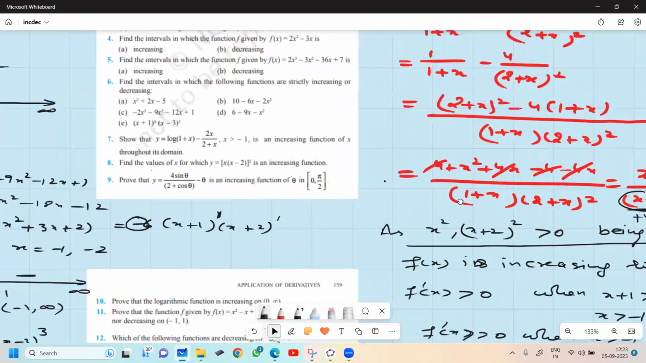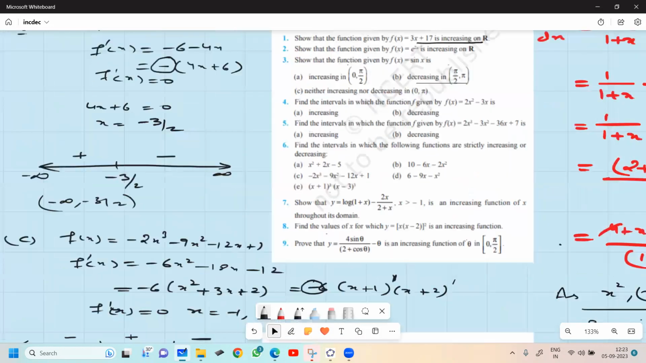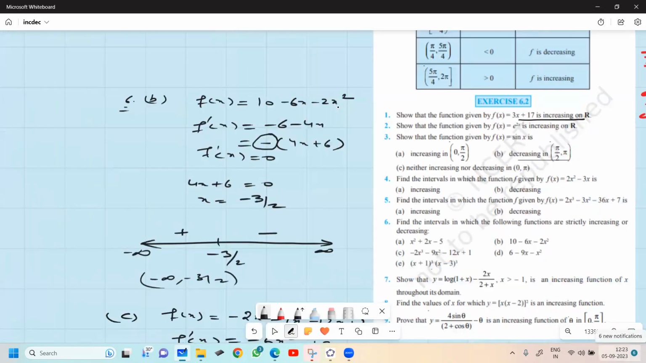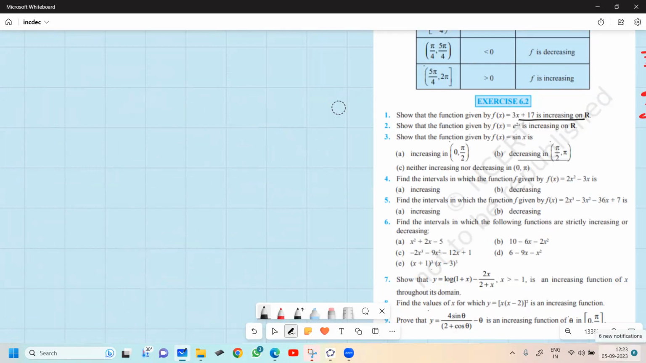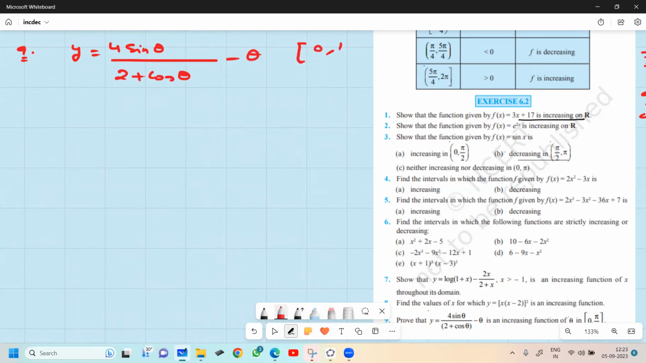Question number 9. I am doing 8. You can try. Ninth question is y is equal to 4 sine theta upon 2 plus cos theta minus theta. Now, this is a trigonometric function and the interval given is 0 to pi by 2, closed, right? They have mentioned it closed.